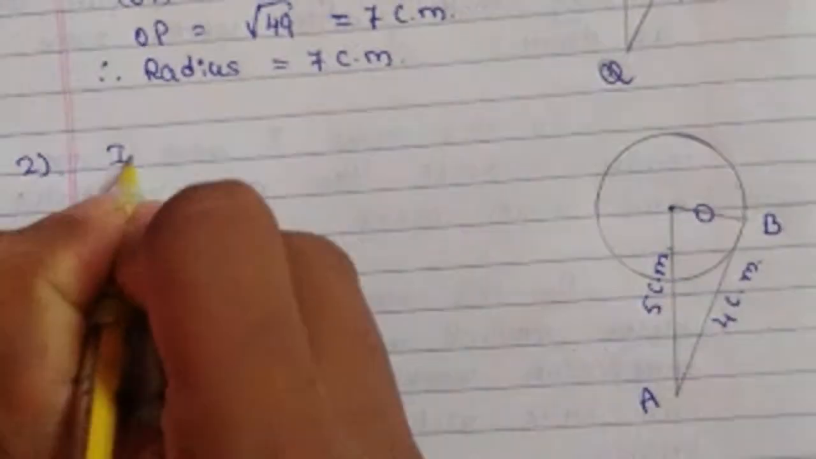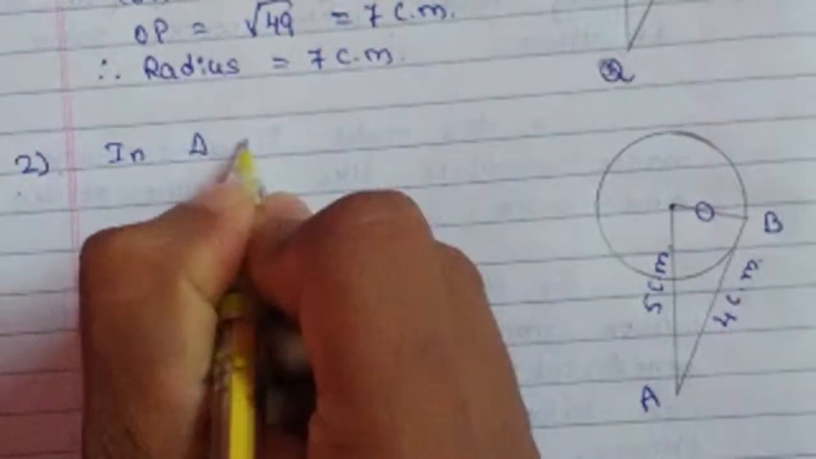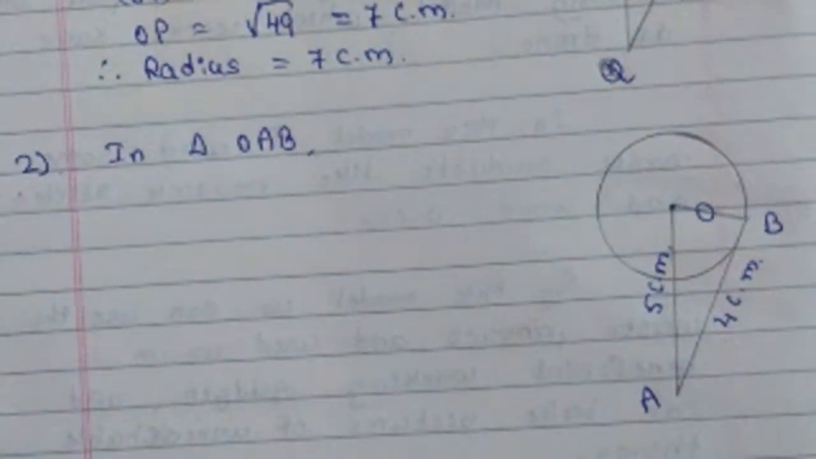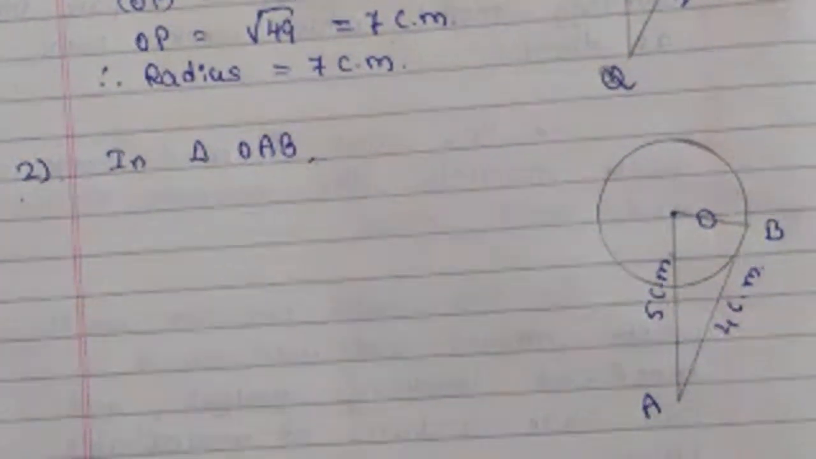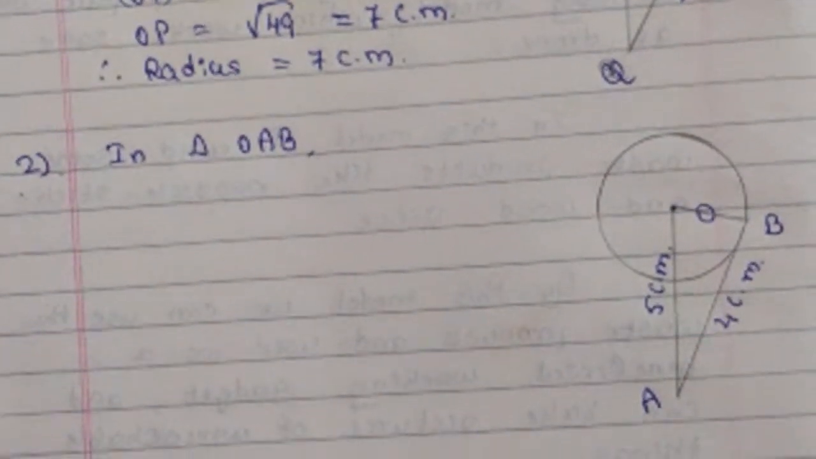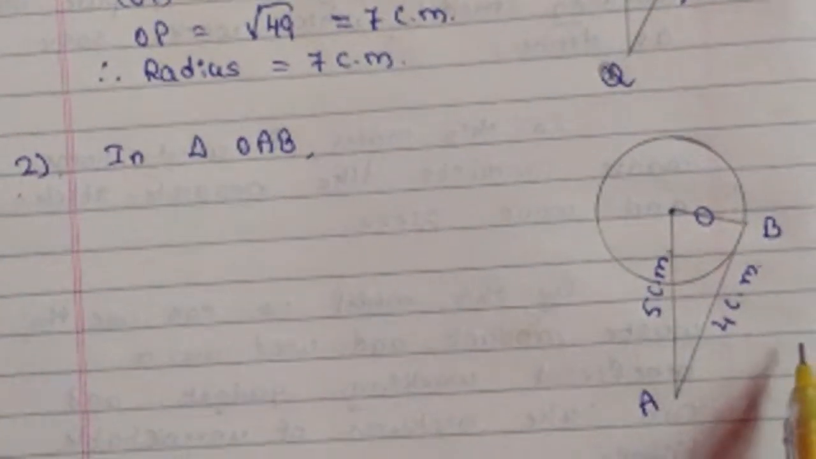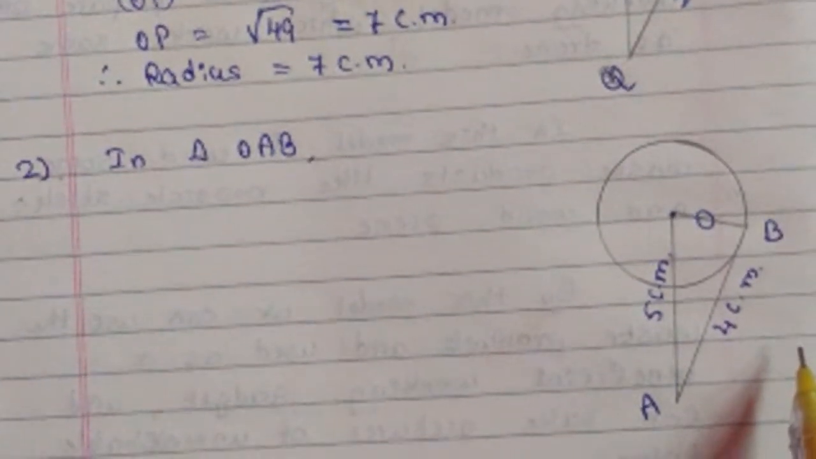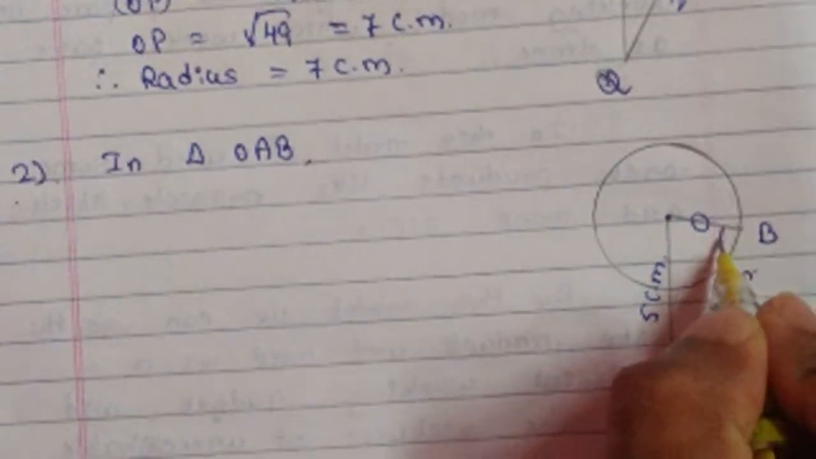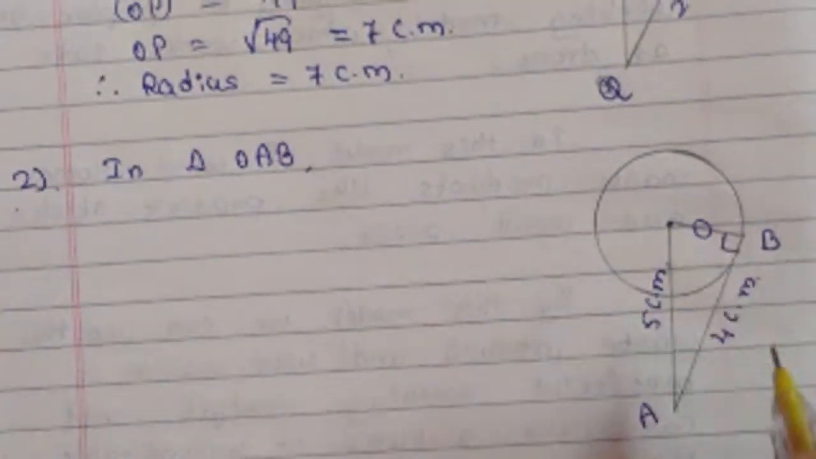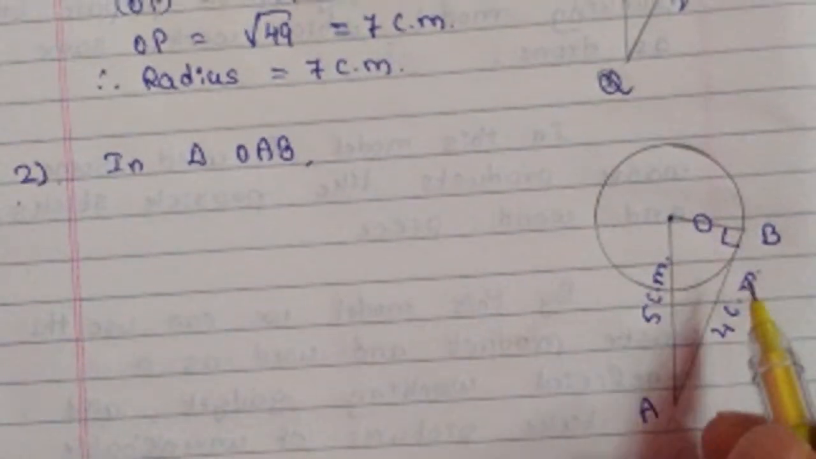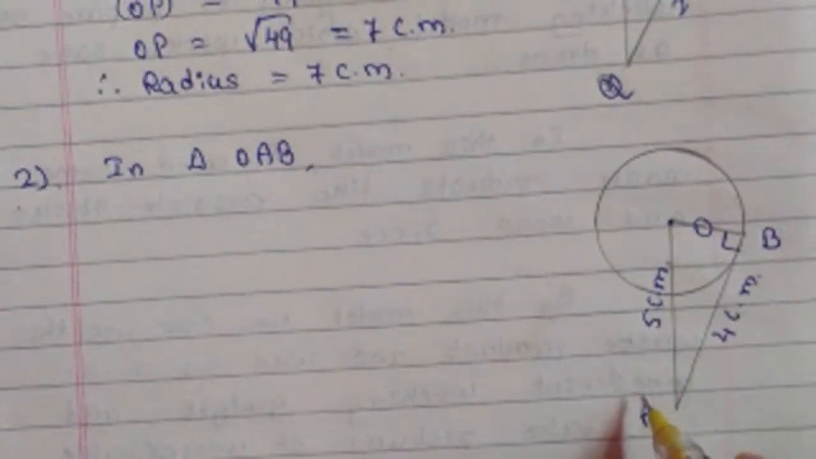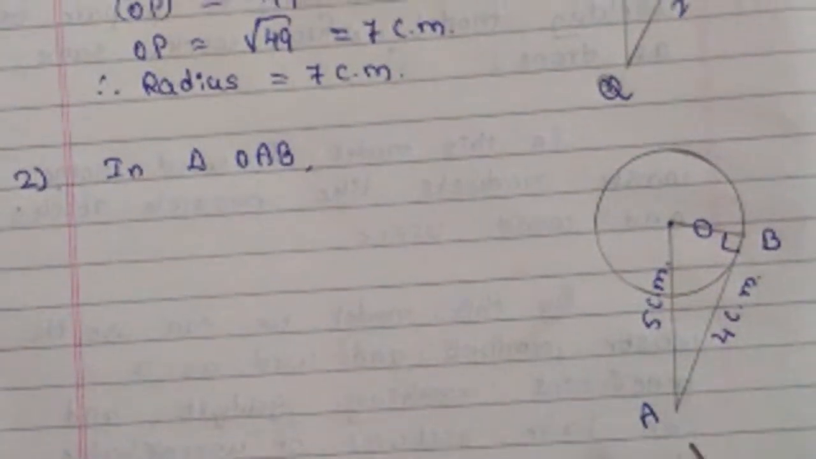In triangle OAB, the first step is to find the 90 degree angle. The radius of the circle is perpendicular to the tangent. Therefore this angle is equal to 90 degrees, which means the opposite side, OA, is the hypotenuse.